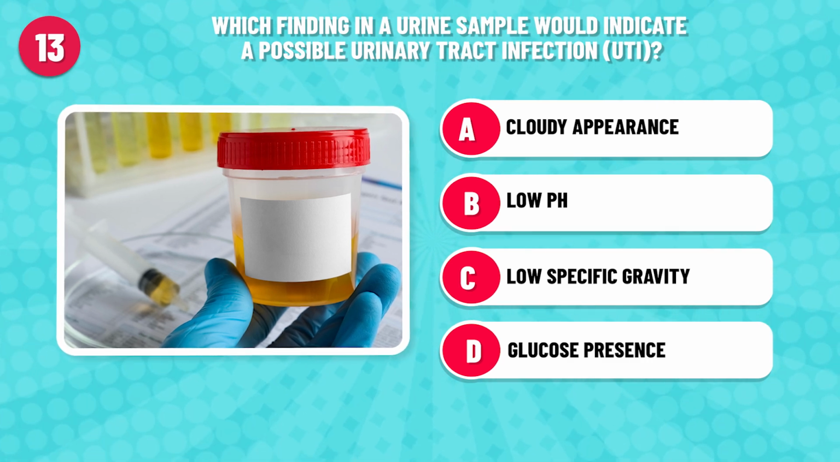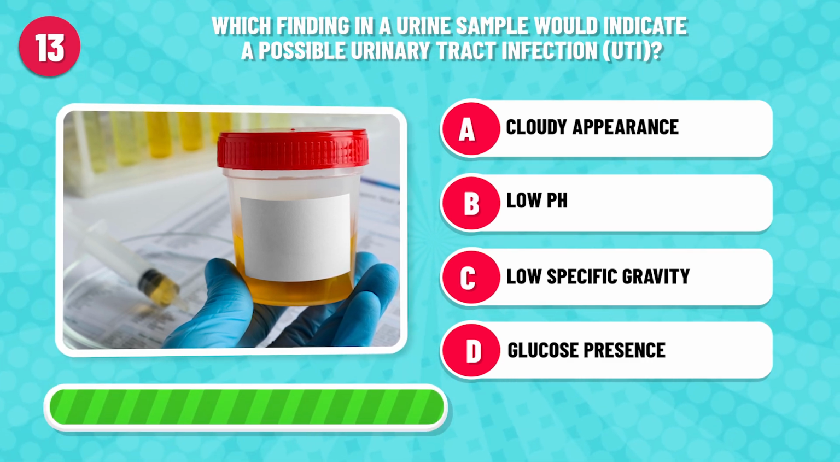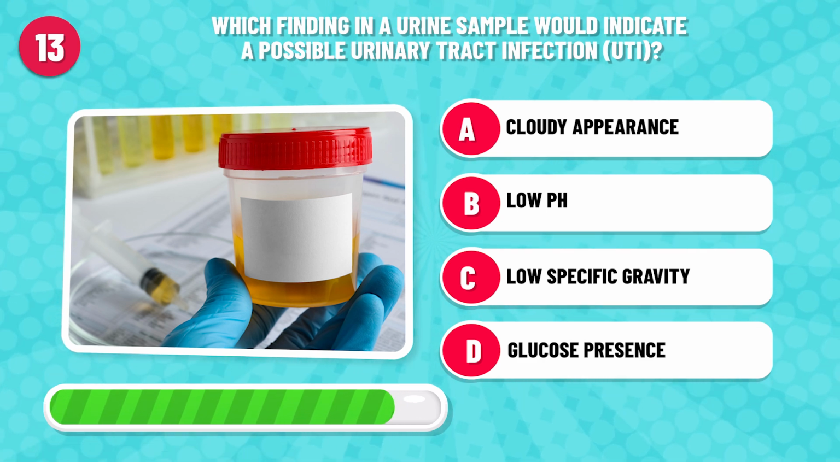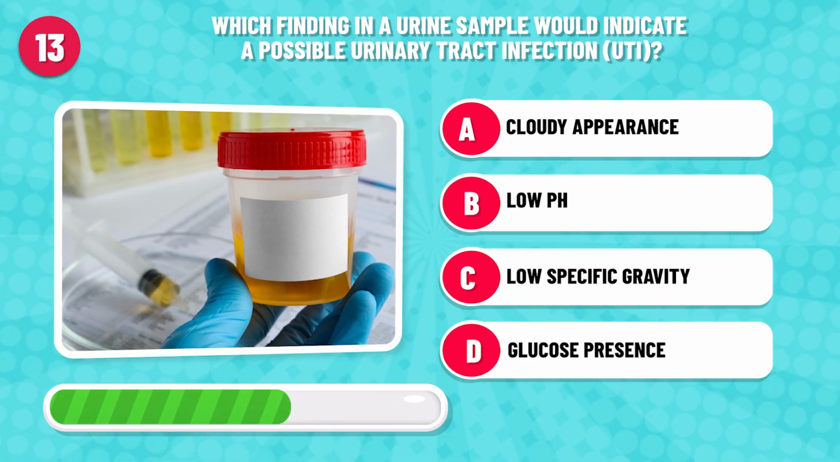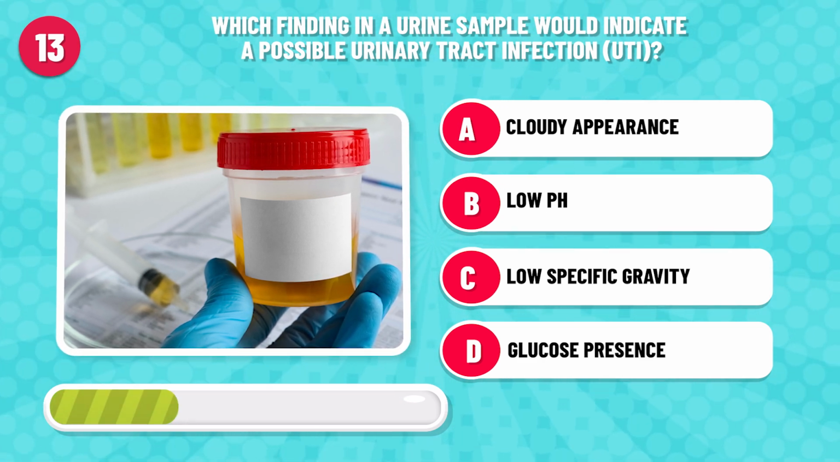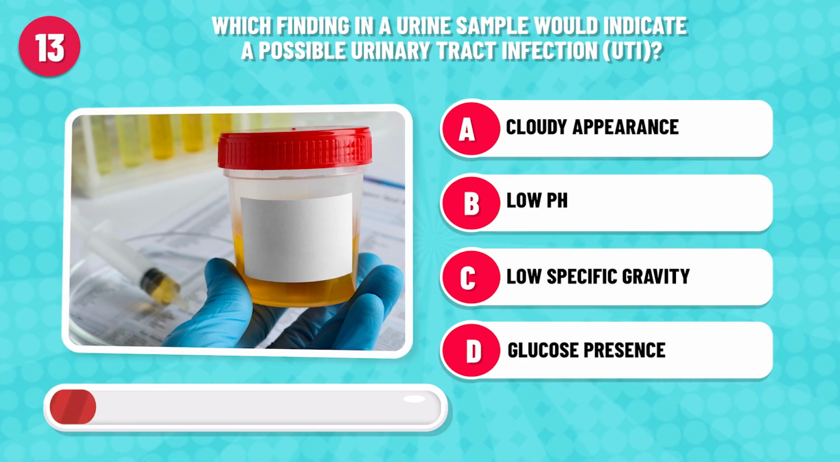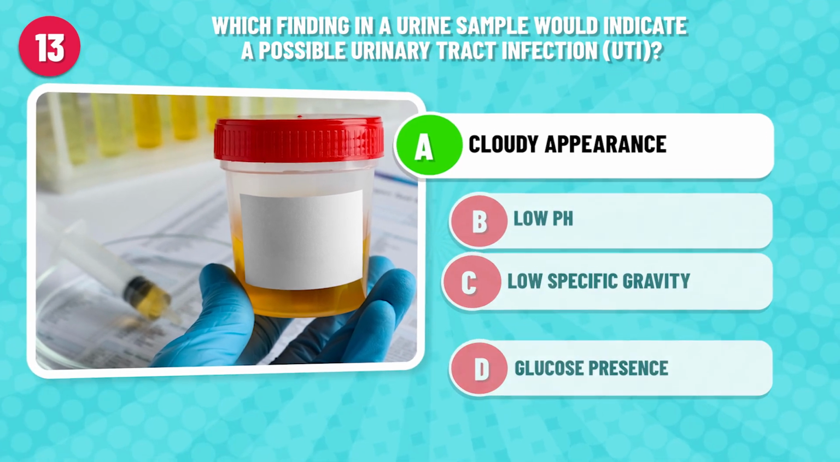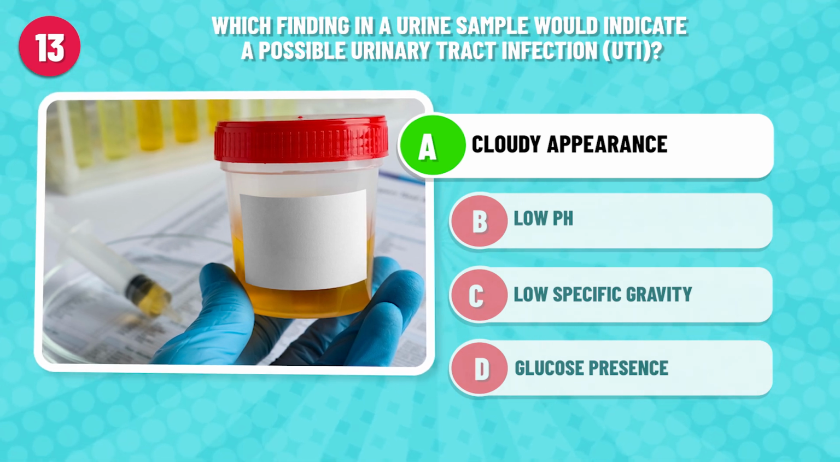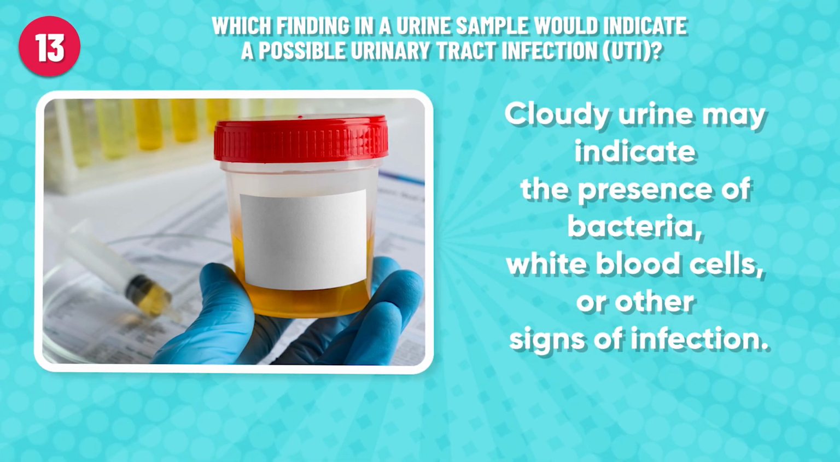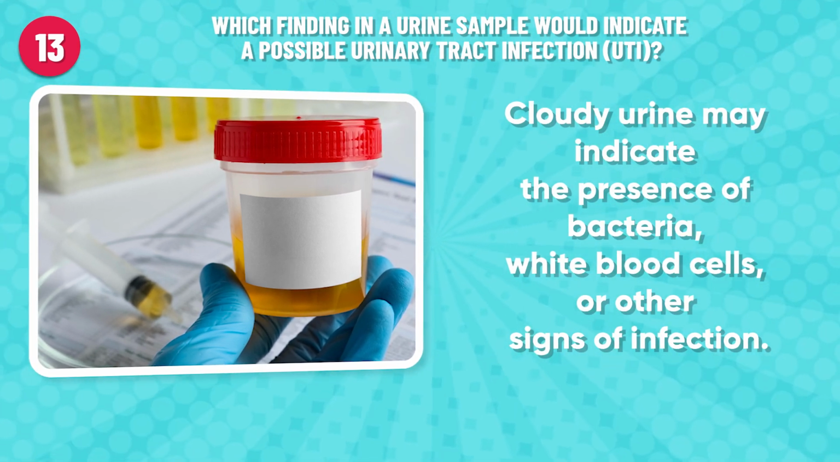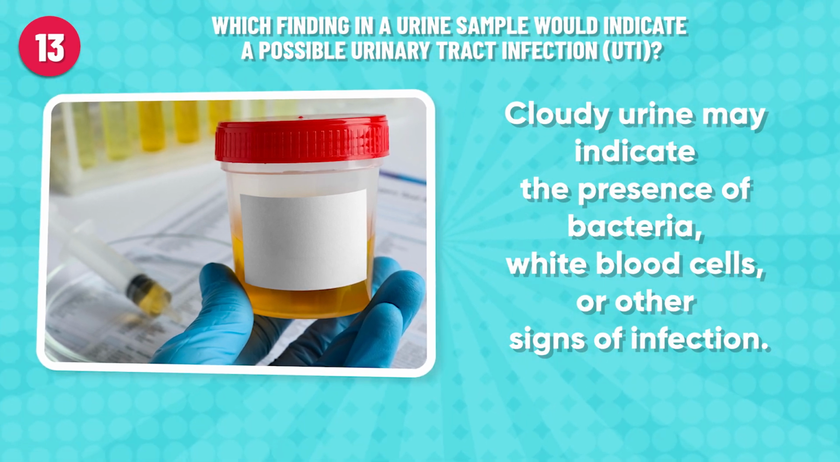Which finding in a urine sample would indicate a possible urinary tract infection, UTI? It's A. Cloudy appearance. Cloudy urine may indicate the presence of bacteria, white blood cells, or other signs of infection.